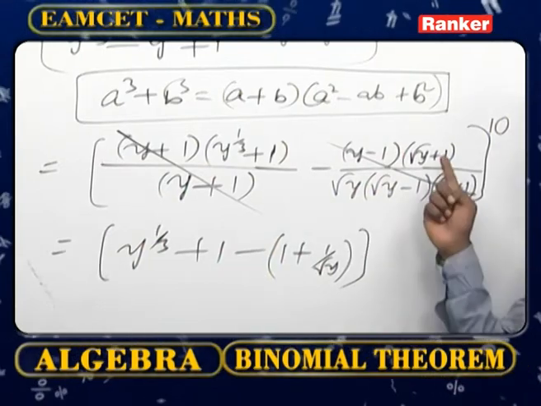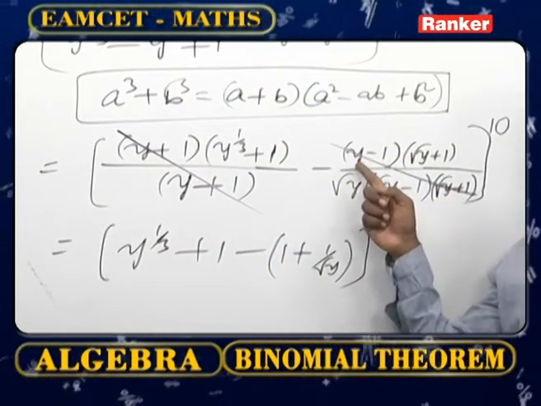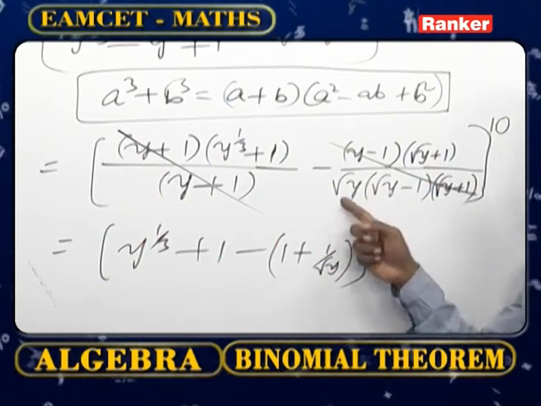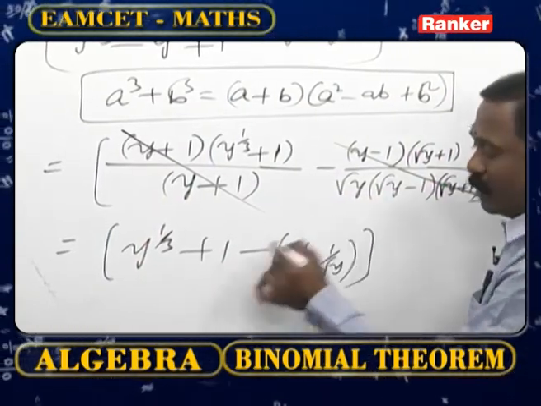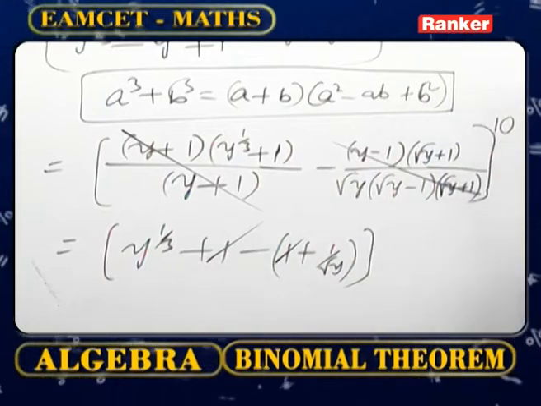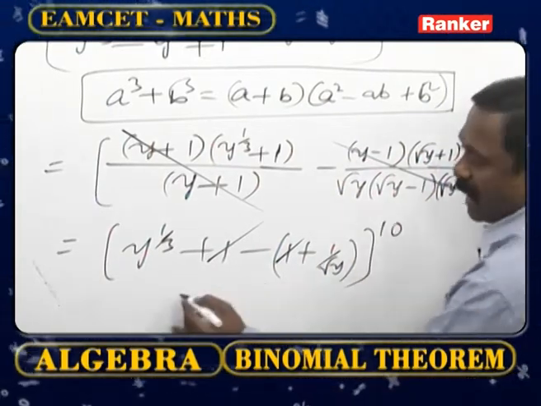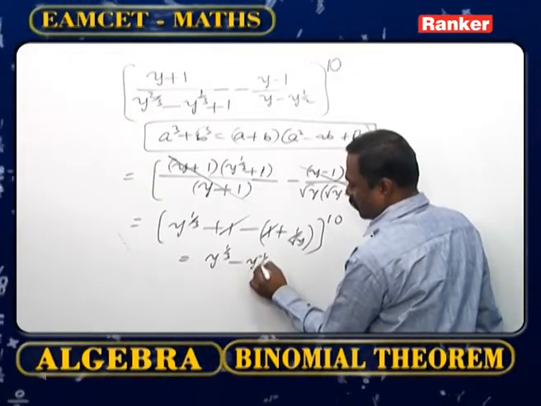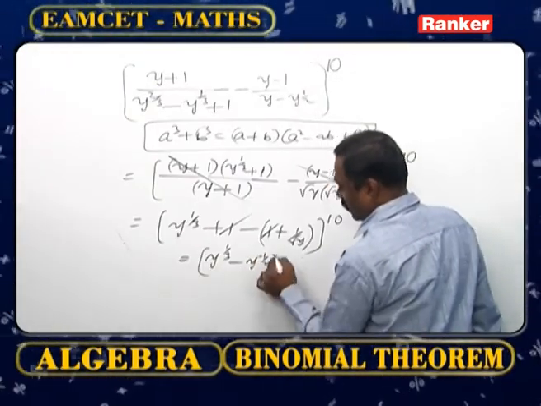Do you understand what I'm doing here? These two anyway will be getting cancelled with this one. Root y upon root y is 1 plus 1 upon root y. It is written. So 1 minus 1 getting cancelled. Whole power 10 now. So y power 1 by 3 minus y power minus 1 by 2 whole power 10.